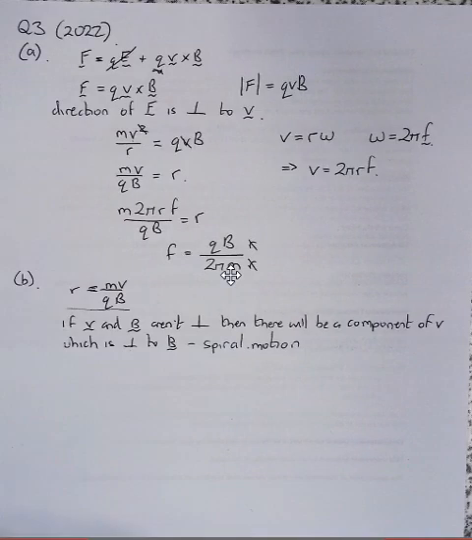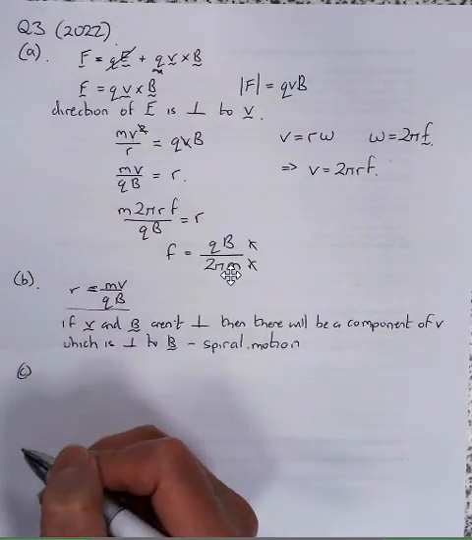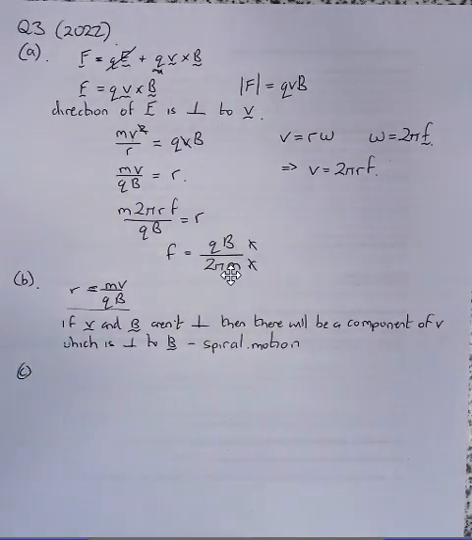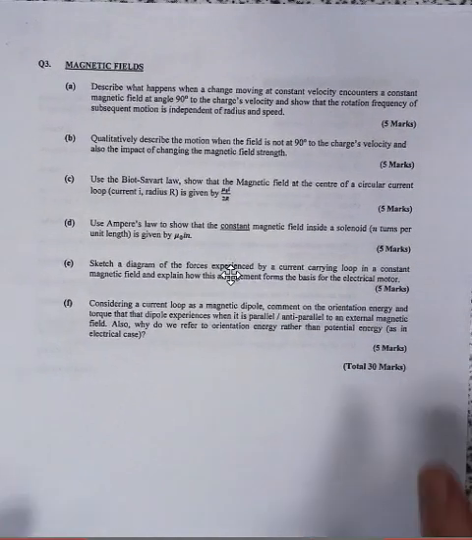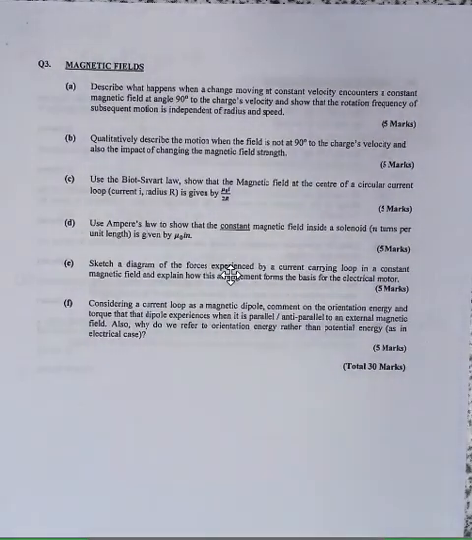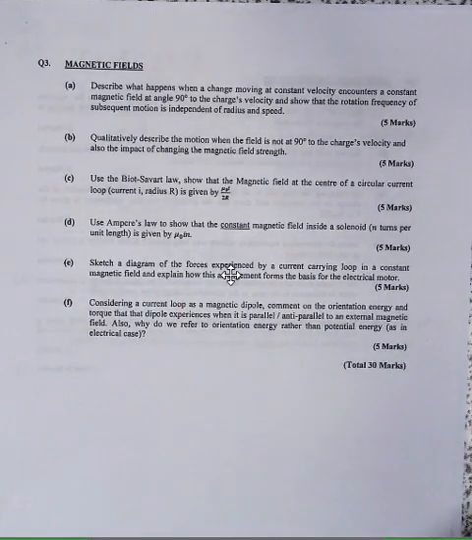Okay, part C. And again, I'll just put part C in front of the camera for you. Use the Biot-Savart law. Show that the magnetic field at the center of a circular current loop, current I, radius R, is given by mu naught I over 2R.